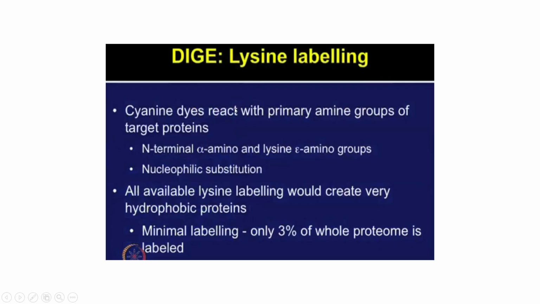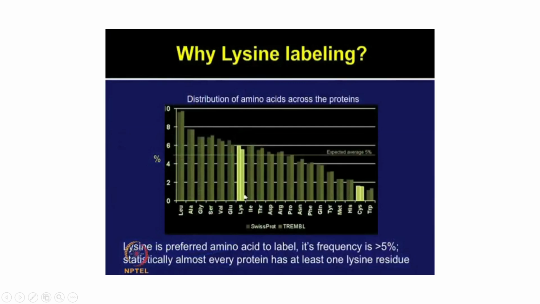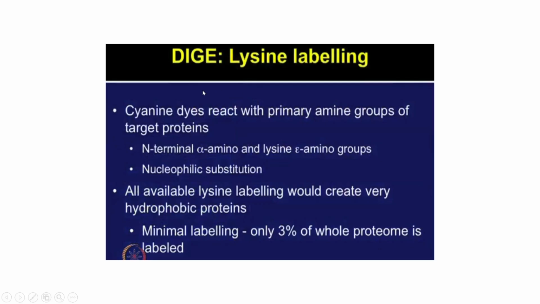So generally, these cyanide dyes react with primary amine groups. Another benefit of lysine is that it's a polar amino acid, and it is generally present on the surface. So dyes can easily interact with lysine compared to hydrophobic amino acids. That's one of the reasons. So it reacts with primary amine groups and terminals.